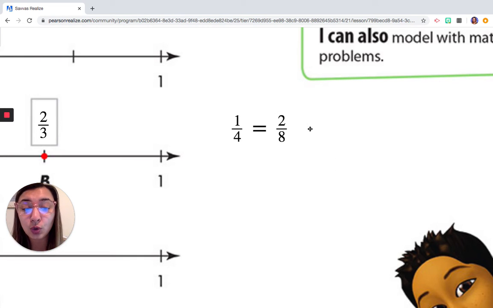If you use division, you can do 2 divided by 2 equals 1, and 8 divided by 2 equals 4. So that's another way to check yourself to make sure that you are correct. I'm going to do a couple more examples for you, and then I'll see you in the next video.